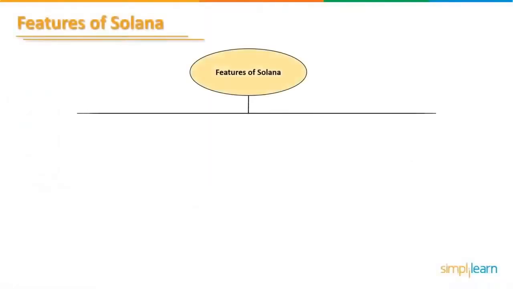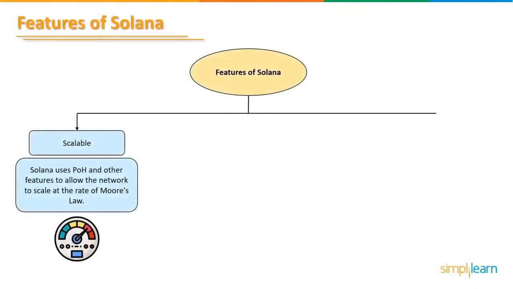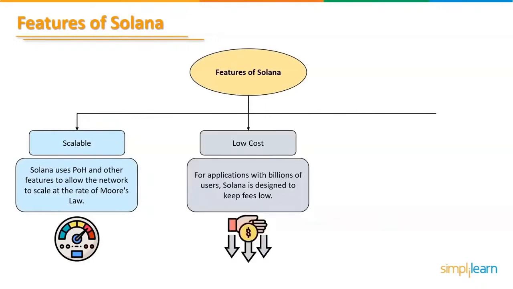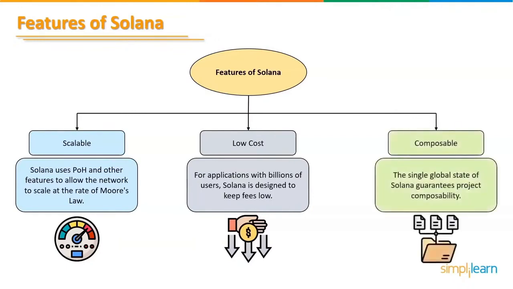Moving on, let's talk about its features, which make it unique and popular. Scalable. Solana uses proof of history and a number of other groundbreaking features to allow the network to scale at the rate of Moore's law. Low cost. For applications with billions of users, Solana is designed to keep fees low. So you will never have to worry about rising fees as your user base grows. Composable. The single global state of Solana guarantees project composability. Multiple shards and layer 2 systems should never be dealt with.